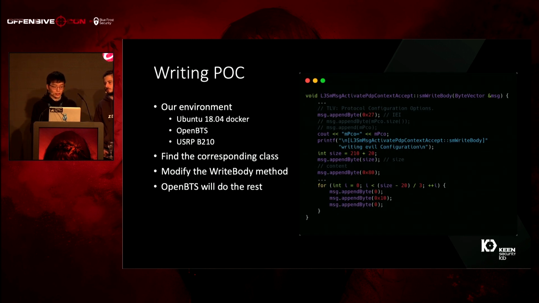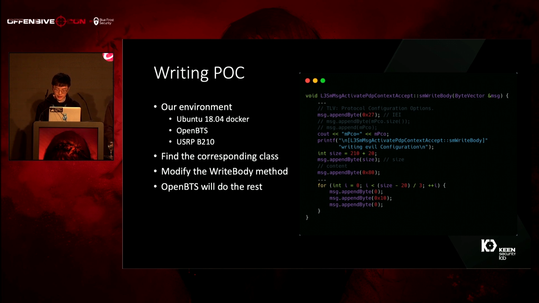We are not required to exploit the baseband in our business project, so we just wrote a POC for the bug. Our environment is shown here. Our OS is Ubuntu 18.04. We run OpenBTS in Docker, and the device is a USRP B210. For this bug, we don't need much work to set up the state machine, so the POC is very easy.